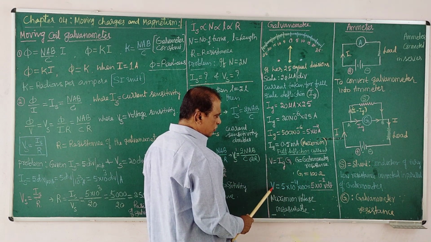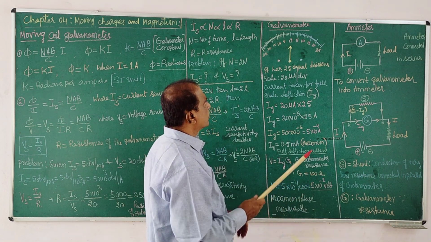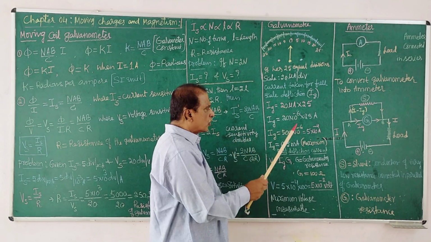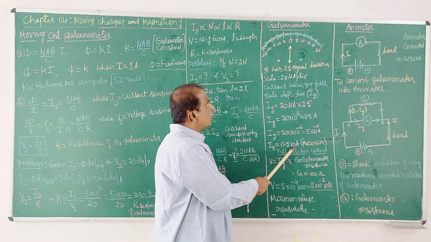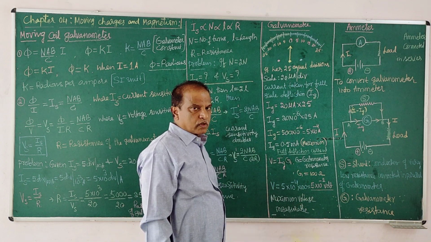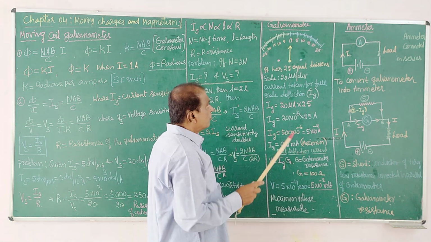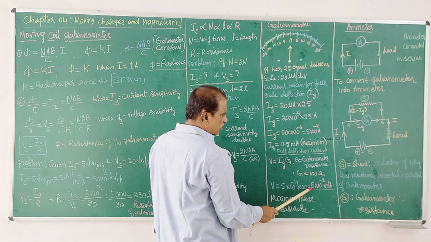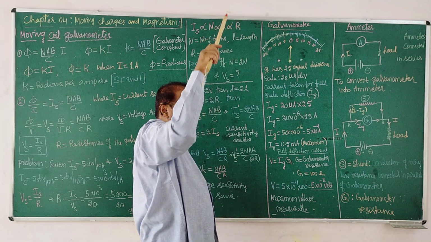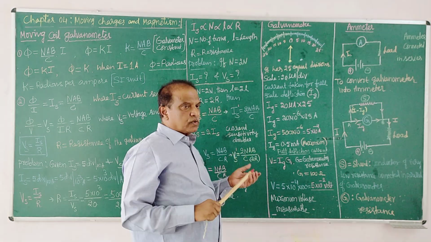And the maximum voltage you can record is the range. So the range of current this galvanometer records is from 0 to 0.5 milliamperes, and the range of voltage it measures is from 0 volt to 5 into 10 to the power of minus 2 volt. That is our maximum limit. That is a sensitive galvanometer.